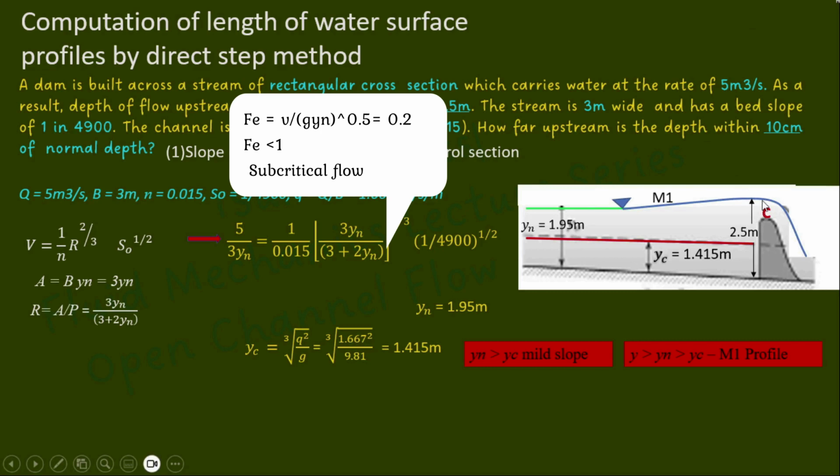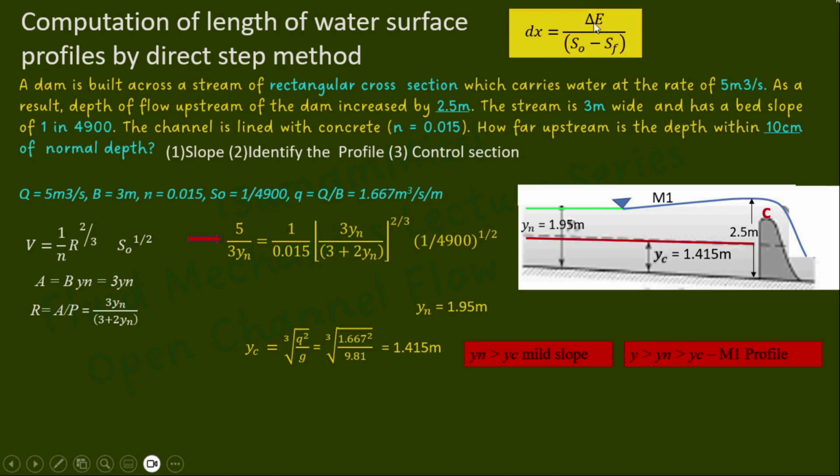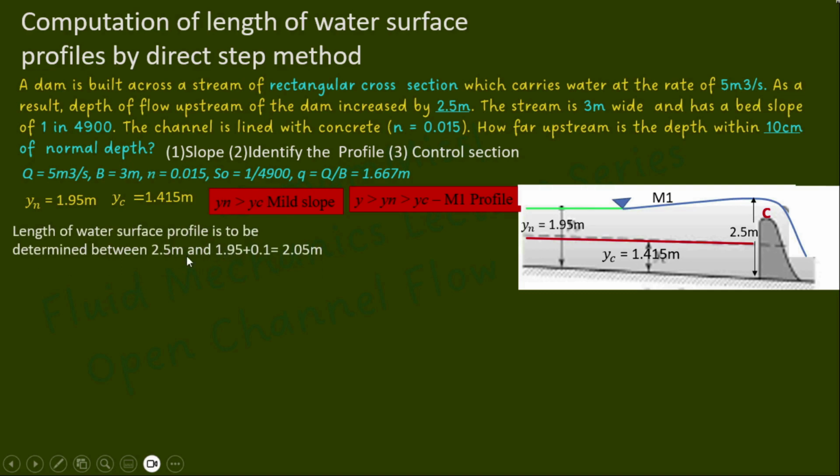The computation is started from this point towards the upstream side, and the equation is dx equal to delta E divided by S naught minus Sf. The length of the water surface profile is determined from 2.5 meter, that is from the control section, to the point where the depth is within 10 centimeter of normal depth. Normal depth is 1.95 meter, so the destination point equals 1.95 plus 0.1 meter, that is 2.05 meter. The difference in water level between the control section and this destination point is 0.45 meter.